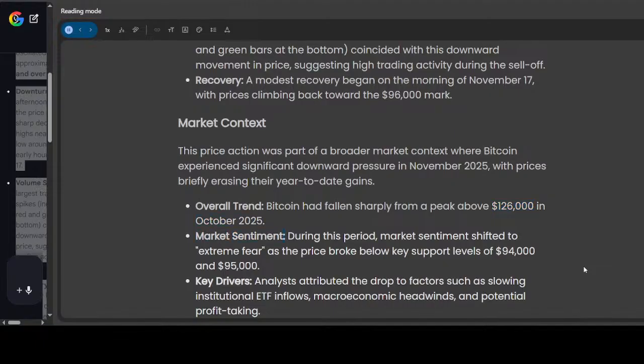Market sentiment. During this period, market sentiment shifted to extreme fear as the price broke below key support levels of $94,000 and $95,000. Key drivers. Analysts attributed the drop to factors such as slowing institutional ETF inflows, macroeconomic headwinds, and potential profit taking.